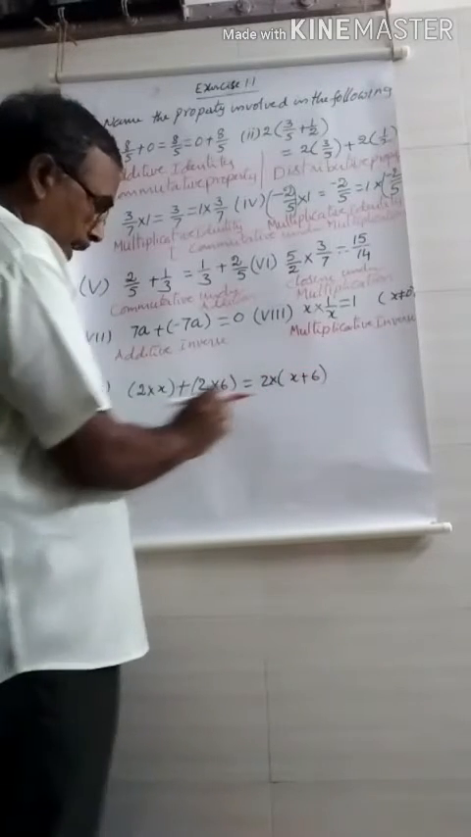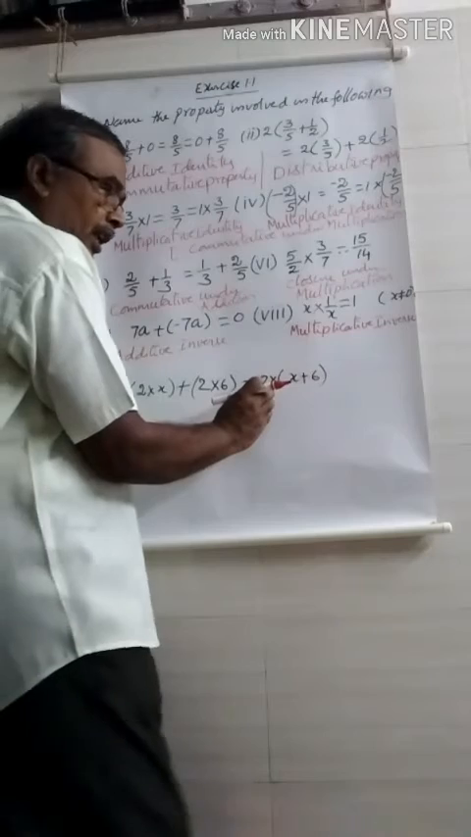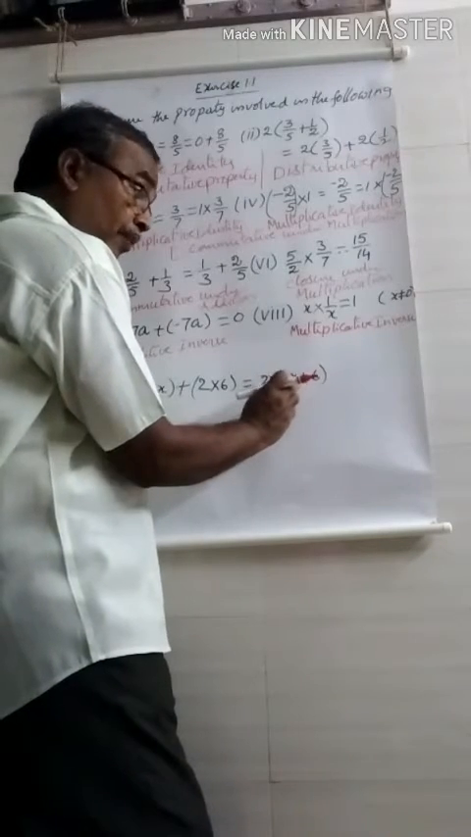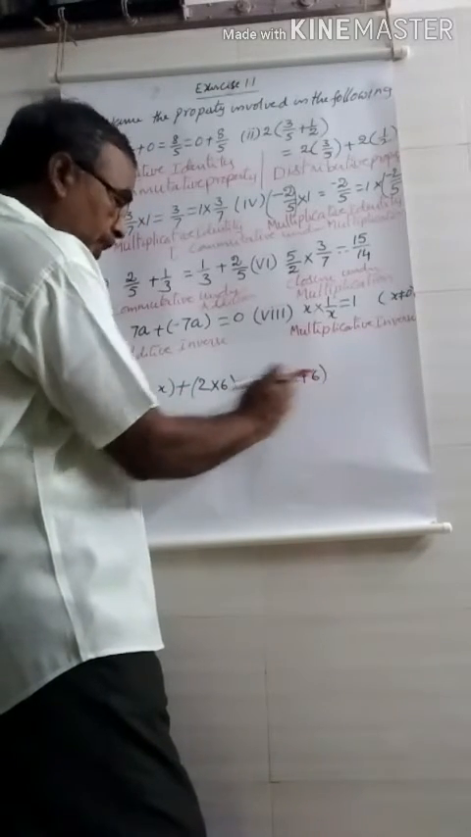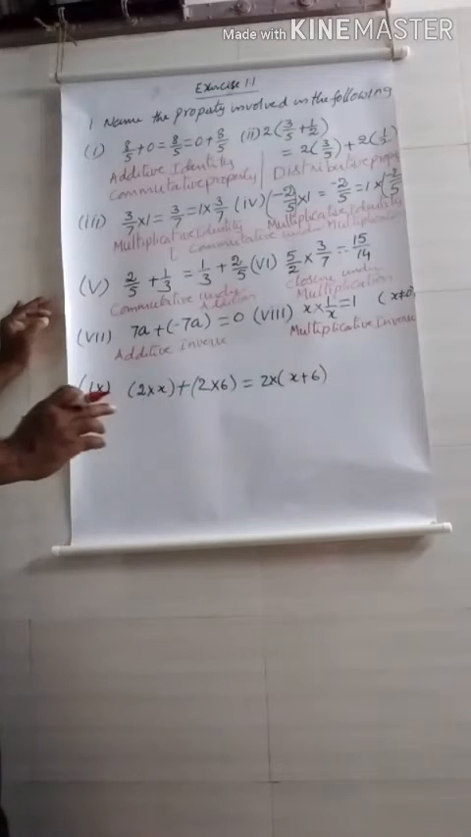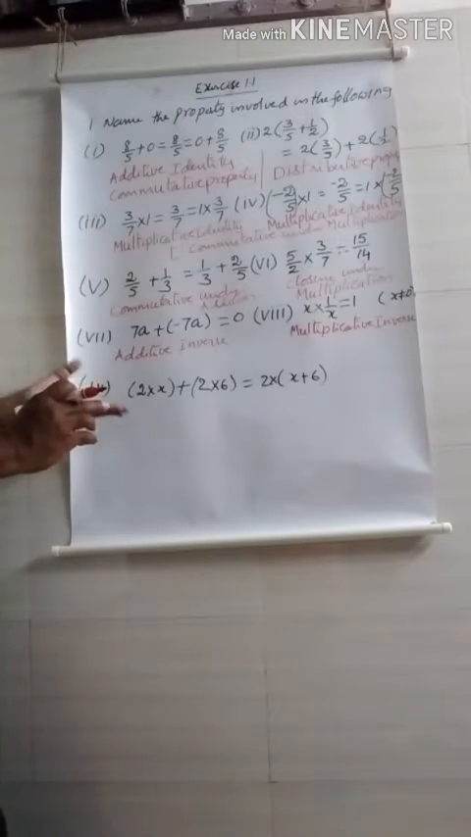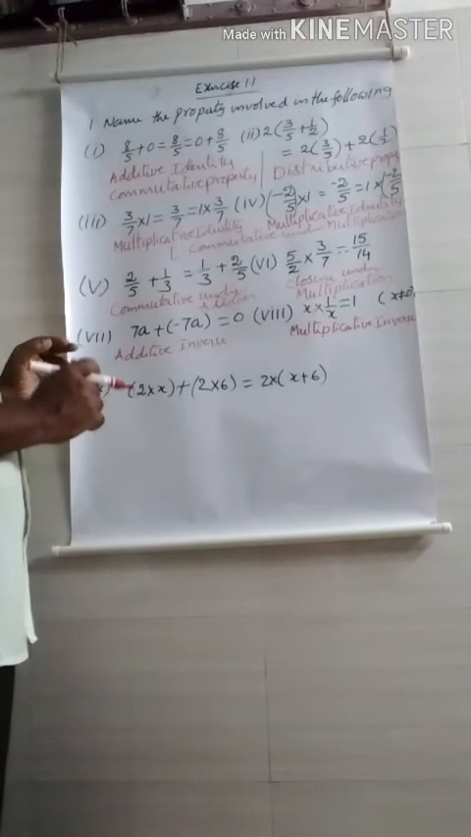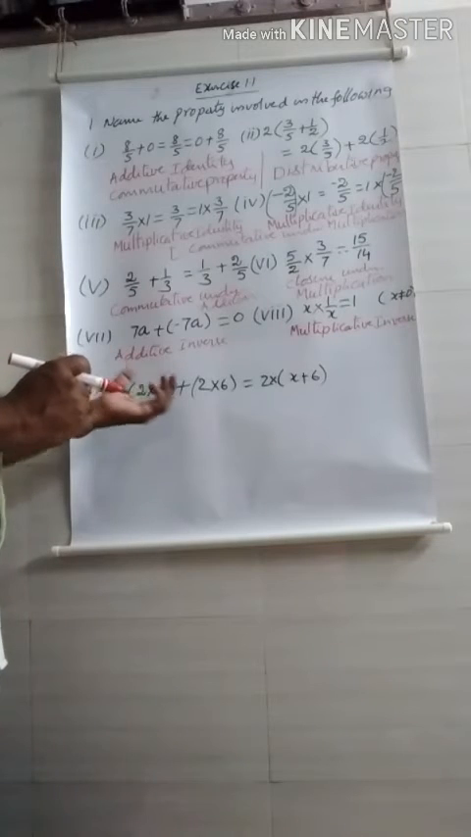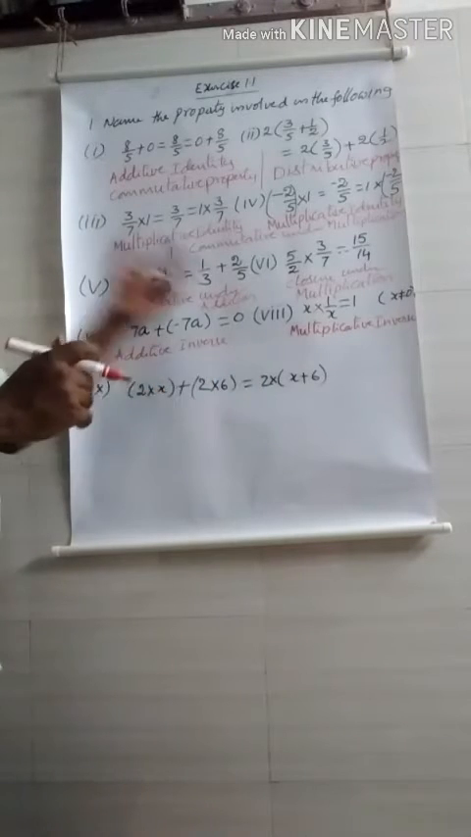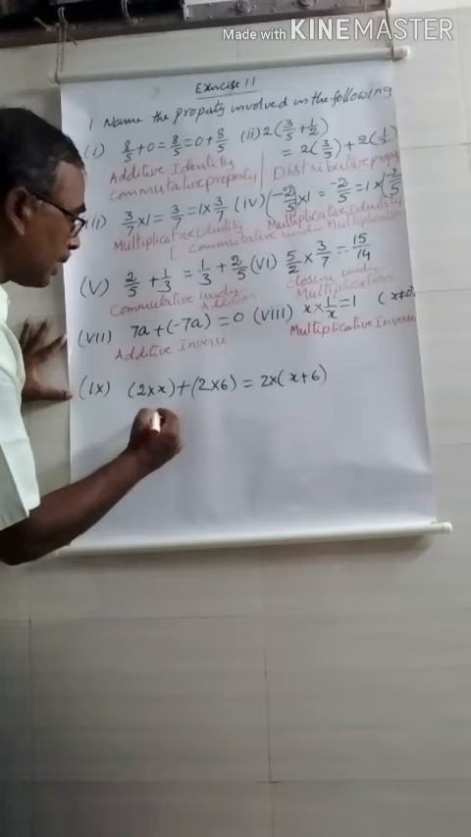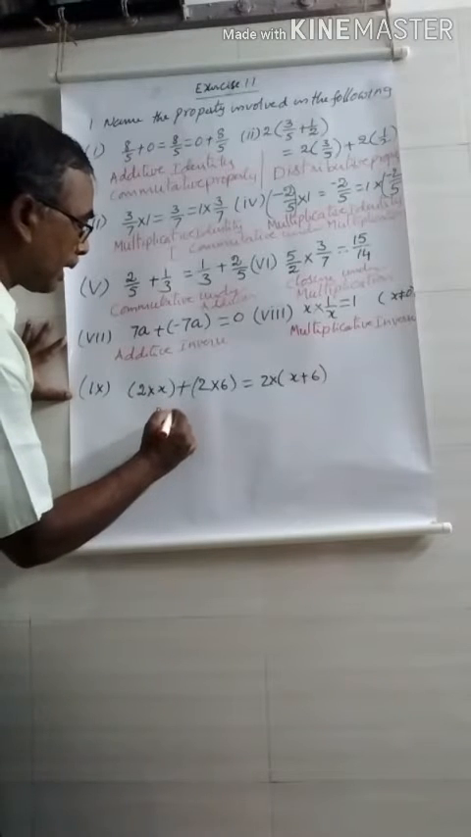2 into x. Yes, that is there. Next, plus 2 into 6. Then what type of property is it? Distributive property, or otherwise multiplication over addition. This is the distributive property. You may write it down.